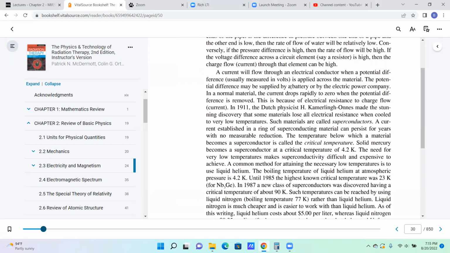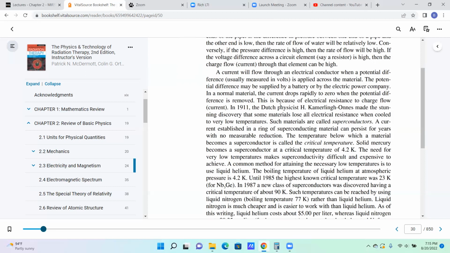So current will flow through an electrical conductor when a potential difference is applied across the material. Potential difference may be supplied by a battery or by the electrical power company. In normal material, the current drops rapidly to zero when the potential difference is removed. And this is because of electrical resistance to charge flow.